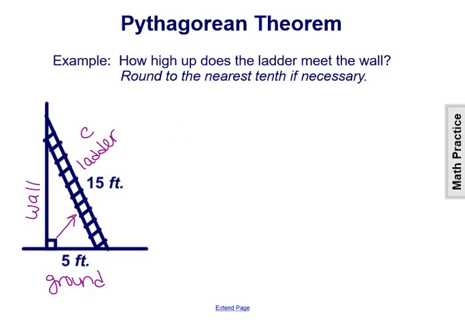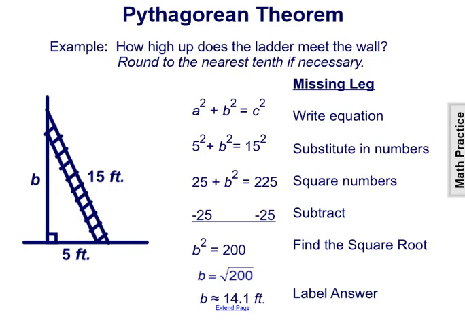Now we also know the ground, so that's one of the legs. Now we're missing the other leg, which is the wall. So if we label A and B, we're missing a leg. If we can find the length of that leg of the right triangle, then we would know where the ladder is meeting the wall, how high up it is from the ground. So we just have to follow the process of solving for a missing leg of a triangle using the Pythagorean theorem.